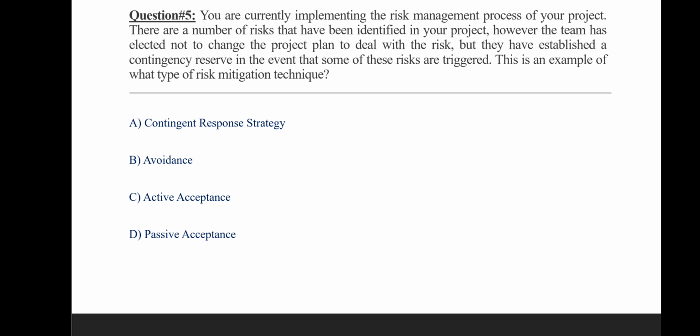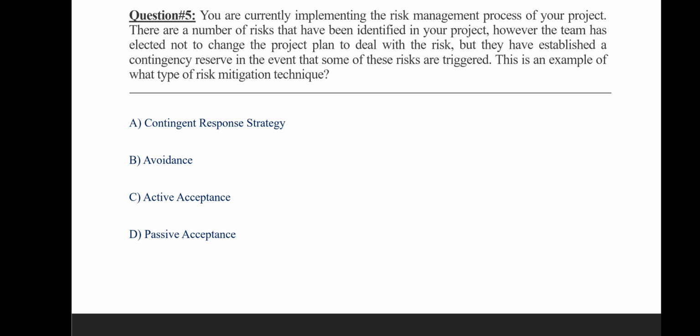Now, such lengthy questions will also occur in the exam. What you will have to do is keep some key points in your mind, or underline them or note them down on the scratch pad, and then focus on these key points, key words, and then come to the options. Either it is contingency response strategy, avoidance, active acceptance or passive acceptance, whatsoever. You will have to prepare for such types of questions, because you have to attempt them.